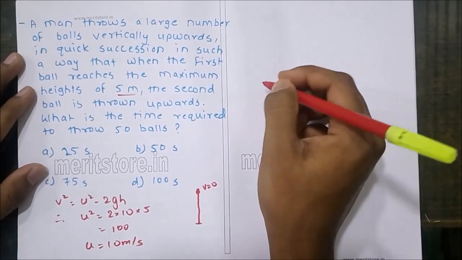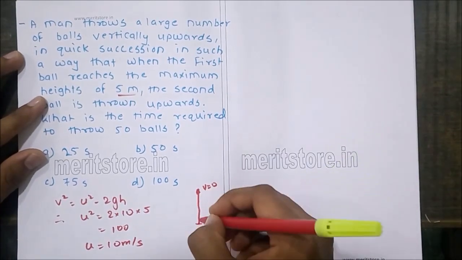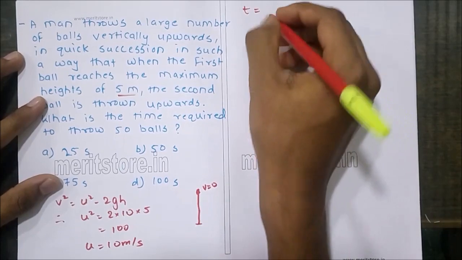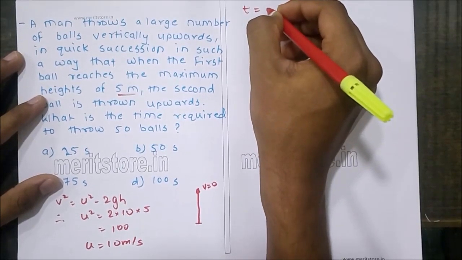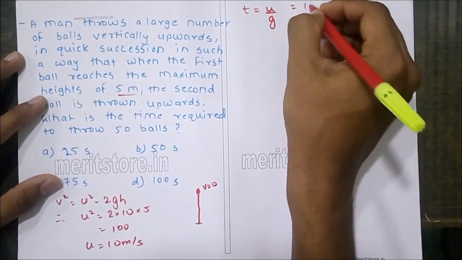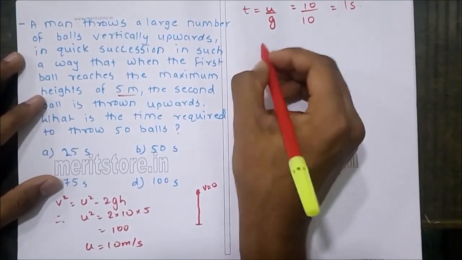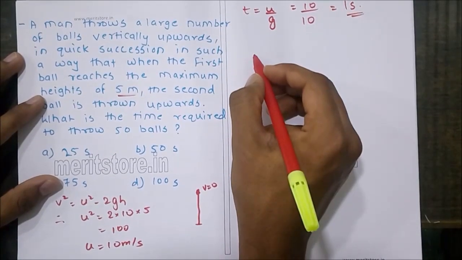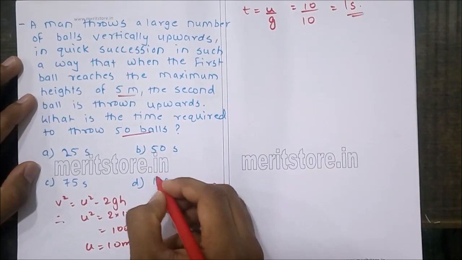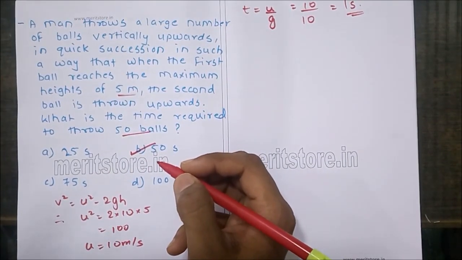So the balls are projected at a speed of 10 meters per second, and the time for which the ball rises to the maximum height is given by u by g, which is equal to 10 by, let's take acceleration as 10, so 1 second. So balls are thrown after a time period of 1 second. Hence for 50 balls the time period would be 50 seconds. Option B is the correct answer.